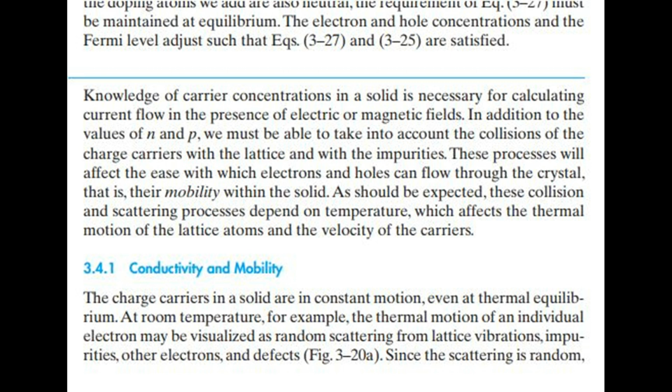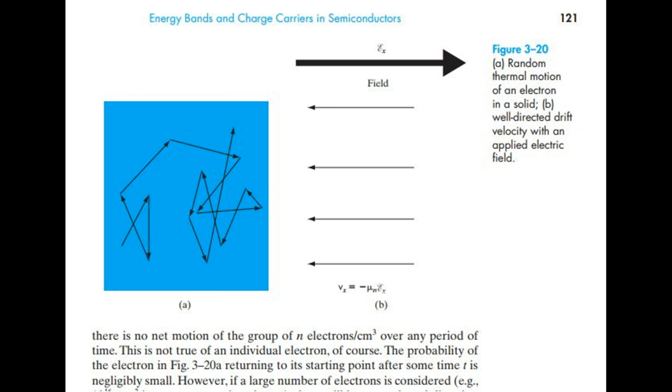Conductivity and mobility. The charge carriers in a solid are in constant motion, even at thermal equilibrium. At room temperature, for example, the thermal motion of an individual electron may be visualized as random scattering from lattice vibrations, impurities, other electrons, and defects, Fig 3-20a. Since the scattering is random. Figure 3-20. A. Random thermal motion of an electron in a solid. B. Well-directed drift velocity with an applied electric field.